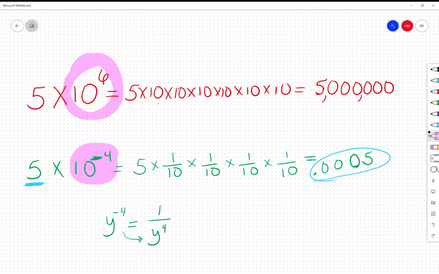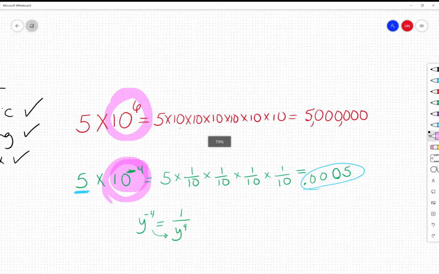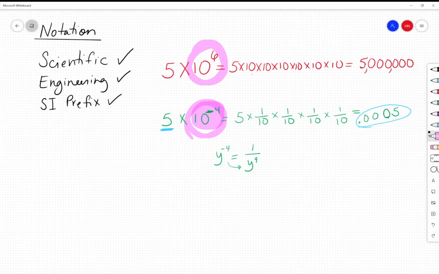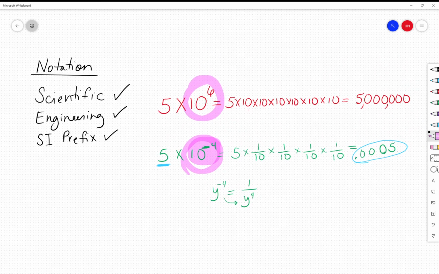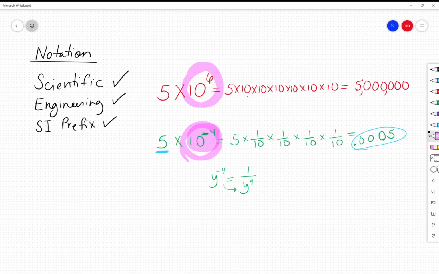And then if you multiply times 10 to the negative exponent, you're dividing the number and making the number smaller. Okay, so that's something to make note of. We need to know that, because as you can imagine, scientific, engineering, and SI prefix notation are going to use this concept where you have to either multiply by 10 several times or divide by 10 several times.